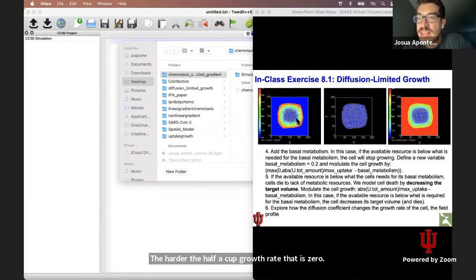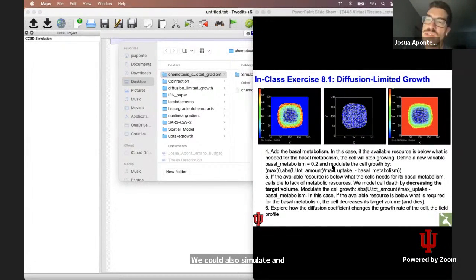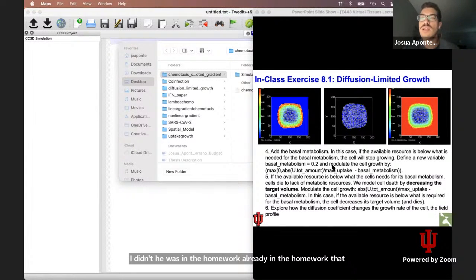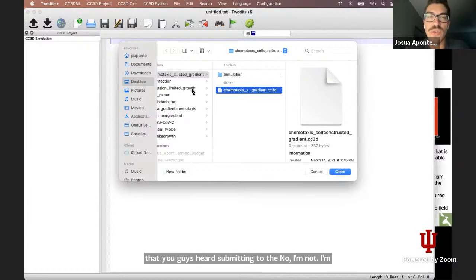Right. But in this case, our cells are not really dying. What's happening to these cells in the center is that they stop proliferating. So they acquire that quiescent proliferative state that we talked about. We could also simulate, and this is probably something I'll leave for the homework that you guys are submitting today, and I'm not gonna stop to simulate it now. I'll just show the code really quick.